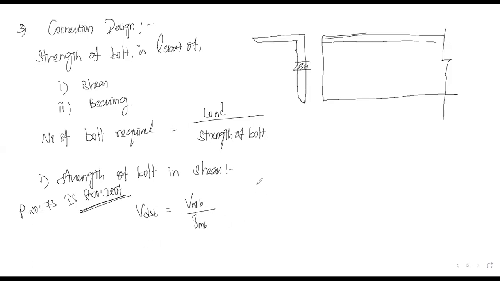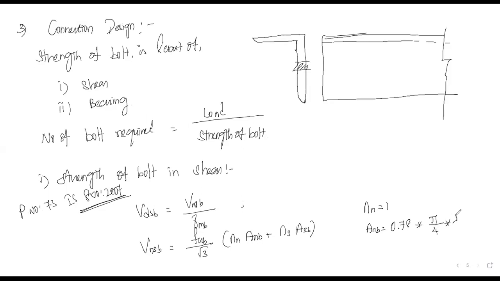Whereas VNSB is equal to FUB divided by root 3 into NN into ANB plus NS into ASB. Okay, here NN we have to take as 1, that is only one bolt. Now NN is equal to 1 and ANB is equal to 0.78 times pi by 4 into d squared. So now we have to assume the dia of bolt also. Okay, so dia of the bolt we are going to assume as 20 mm.